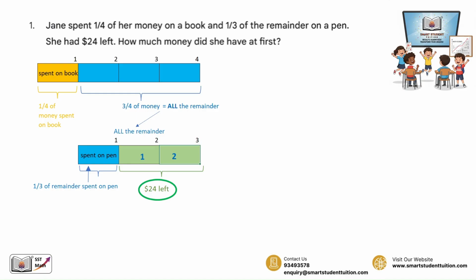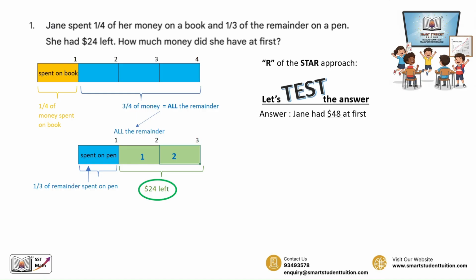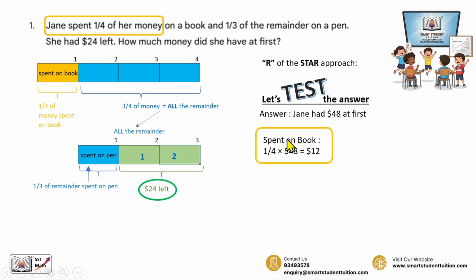Now we're going to test the answer. Let's use the answer we found just now, $48, as the amount of money she had at first. And since Jane told us she spent one quarter of her money on a book, we're going to use one quarter times 48, and this gives us $12. So now we know she spent $12 on a book, and we're going to mark it in the model.